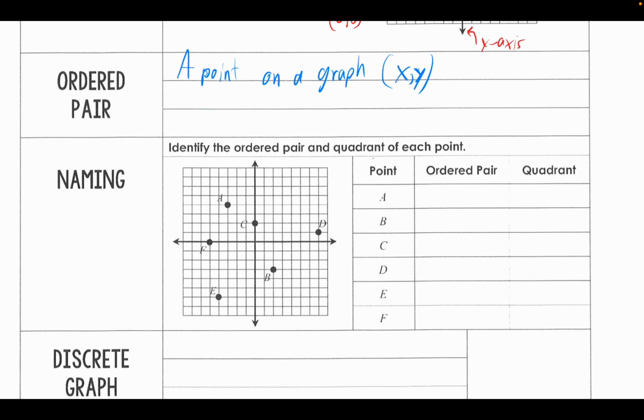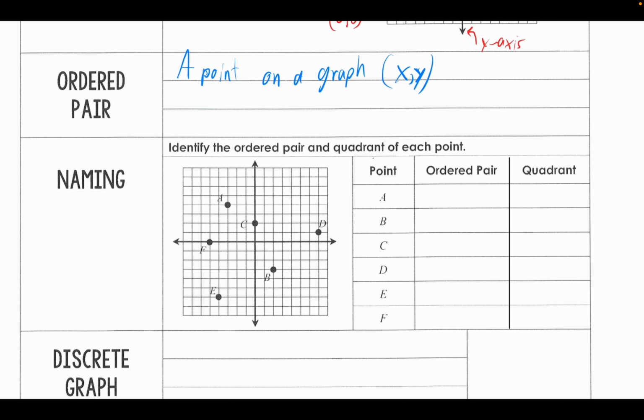So for example, here we have these 6 points A through F plotted on this graph to the left. We're supposed to identify the ordered pair and the quadrant that it is in. There's a line here between ordered pair and quadrant in this table that just didn't scan very well in this document, so I had to add that line in there a little bit more.